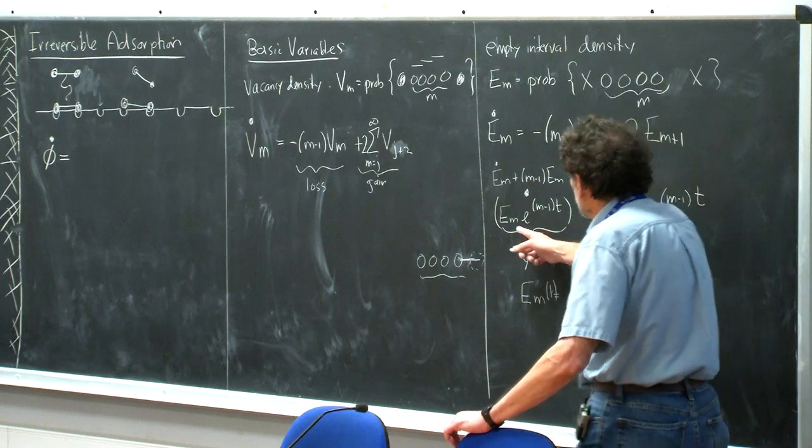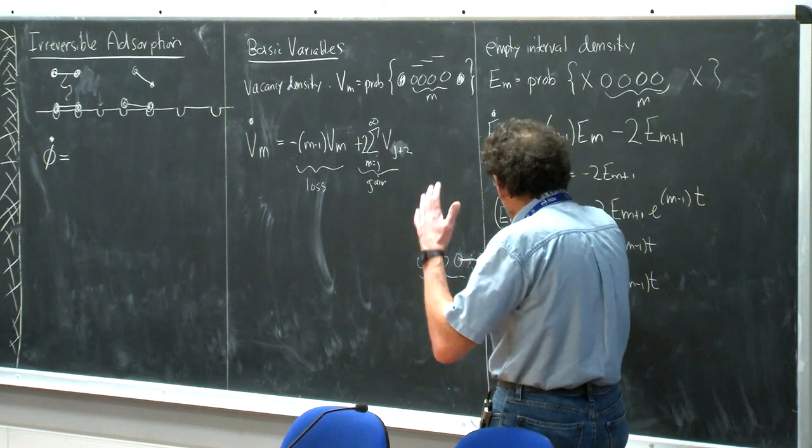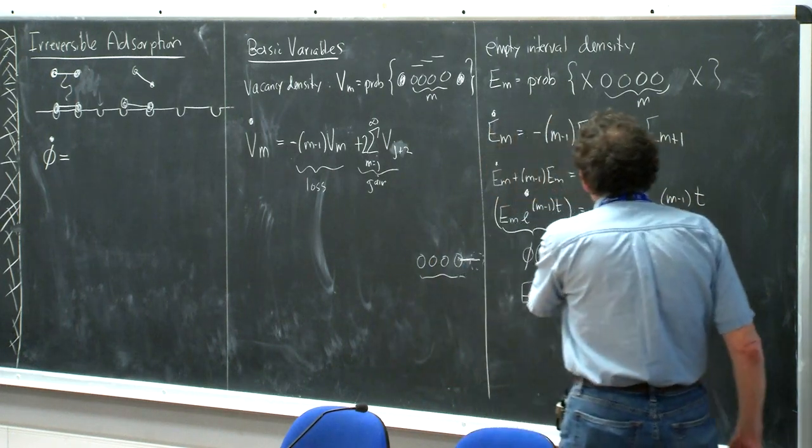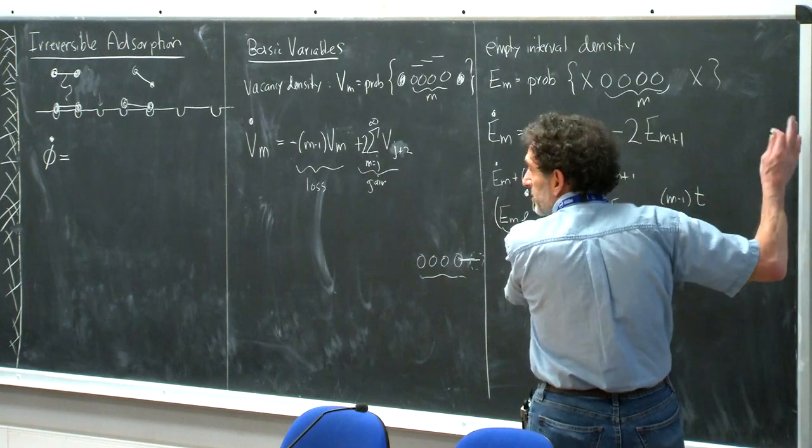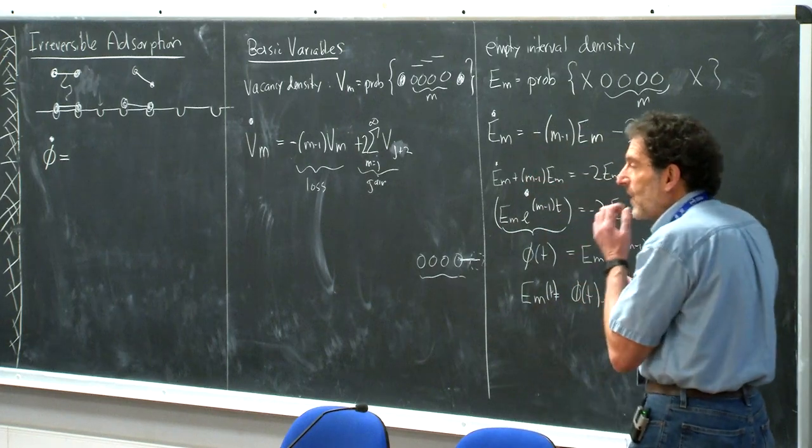So here, in order to park in the middle of the interval, I just have to have m empty sites in a row. To park at the edge of the interval, I need to have m plus 1 sites empty, but I don't care about m plus 2 or m plus 3 or anything like that.